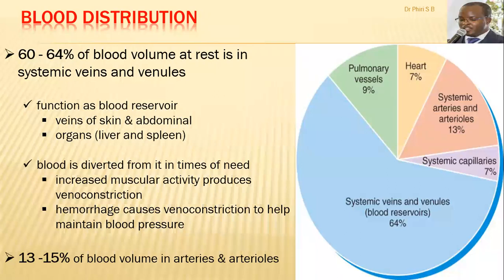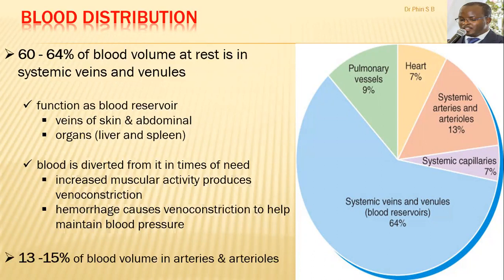Okay, so about 60 to 64% of blood volume at rest is in the systemic veins and venules. Within the veins and the venules, these are high compliance vessels, so they store large volumes of blood. Because they can store large volumes of blood, the systemic veins and venules are also referred to as blood reservoirs. So they will function as blood reservoirs.